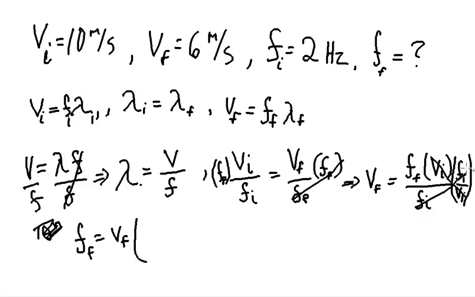So I'm just multiplying the same reciprocal of this over here: the initial frequency divided by the initial velocity. Okay, so now we're ready to plug in numbers.